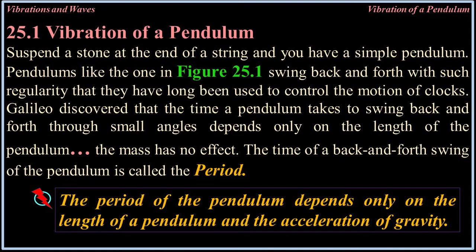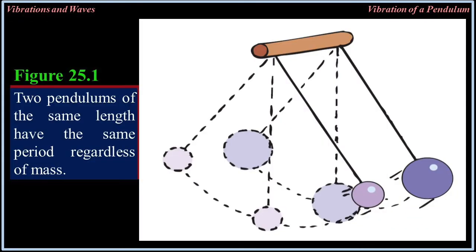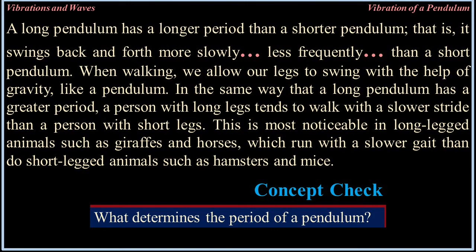The time of a back and forth swing of the pendulum is called the period. The period of the pendulum depends only on the length of the pendulum and the acceleration of gravity. Two pendulums of the same length have the same period regardless of mass. A long pendulum has a longer period than a shorter pendulum. That is, it swings back and forth more slowly, less frequently than a short pendulum.